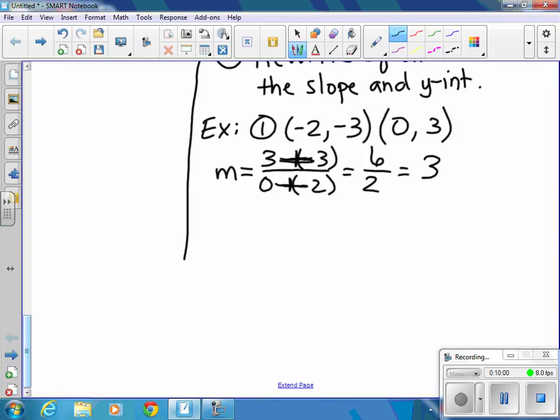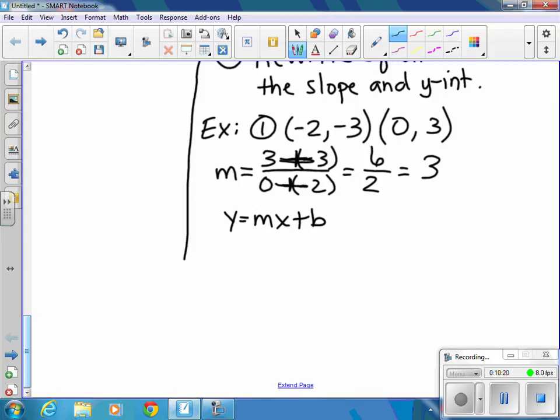Now that you know your m, use the m and then pick one of the ordered pairs to come up with the b. Anytime a 0 is involved in one of the ordered pairs, pick that one. It's the easiest one to use. Otherwise, you're wasting some of your time by dealing with numbers that you could have been finished with a problem with. So if I use the ordered pair (0, 3), then I'm going to plug it into y equals mx plus b and find my b.